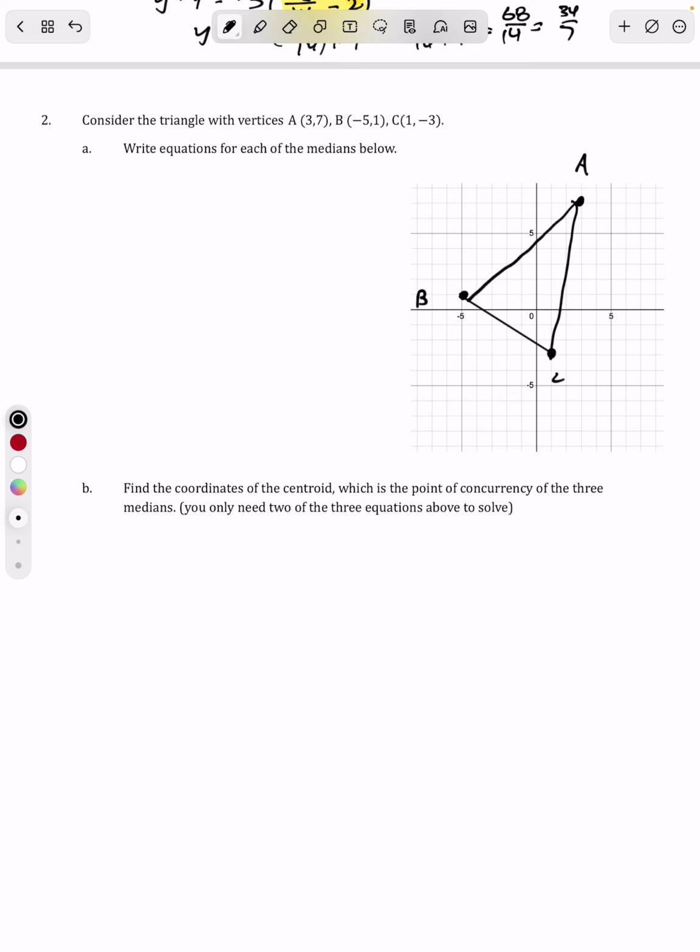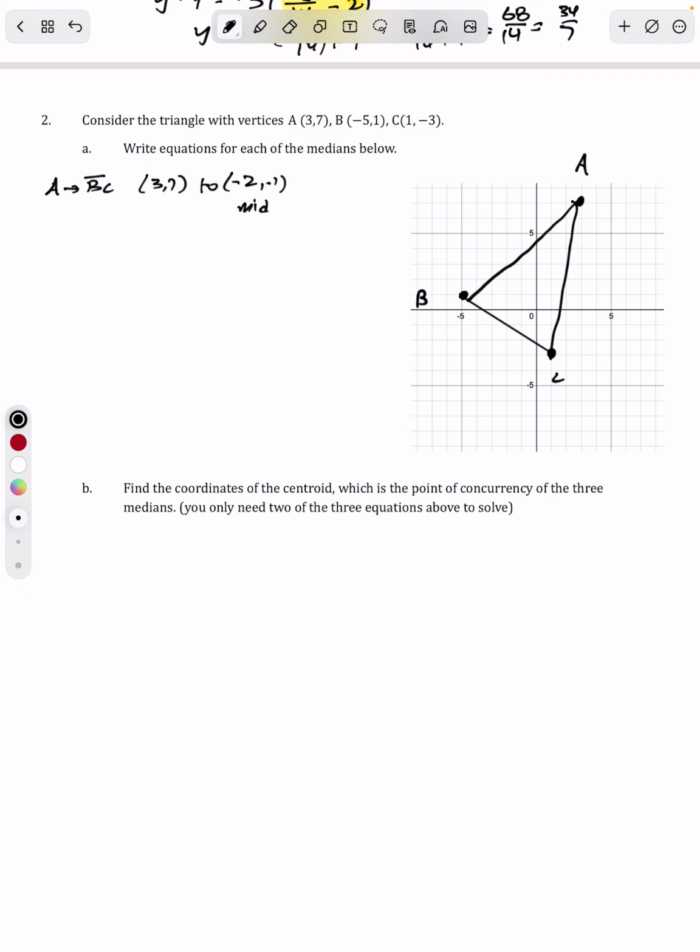We don't need perfection. Okay, so now for the three medians, we're gonna have one that goes from A to BC. Now remember, it's gotta connect to the midpoint. So A, we know is 3, 7. So from 3, 7 to the midpoint of BC, average x, average y. So that is -5 plus 1 is -4, over 2 is -2. And then 1 plus -3 is -2, over 2 is -1.